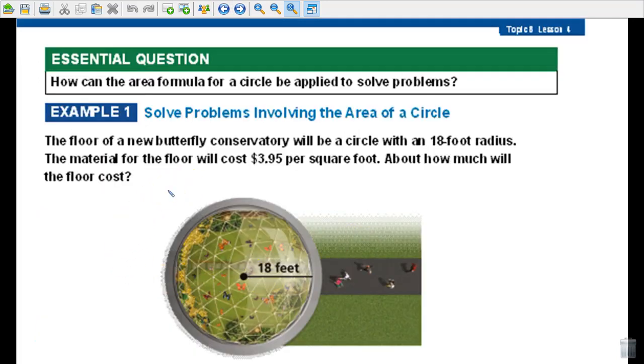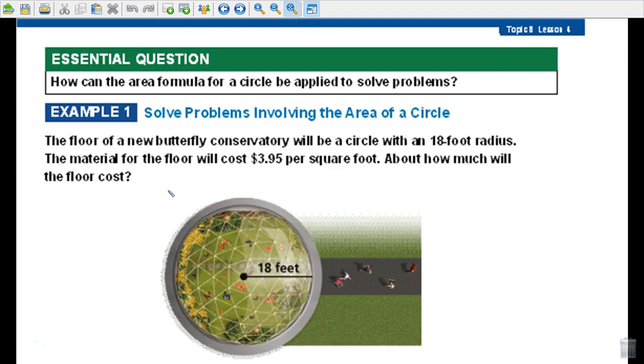All right, example 1. Solve problems involving the area of a circle. The floor of a new butterfly conservatory will be a circle with an 18-foot radius. The material for the floor will cost $3.95 per square foot. About how much will the floor cost?